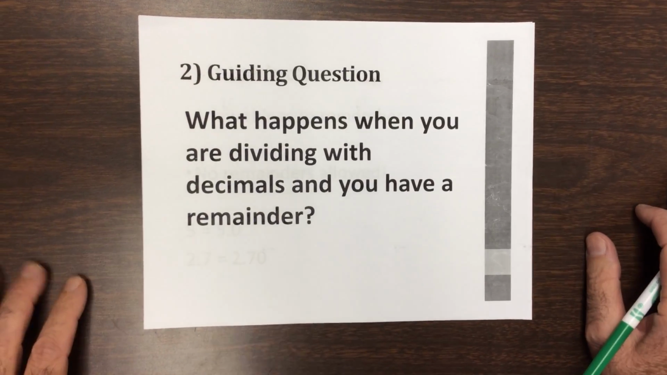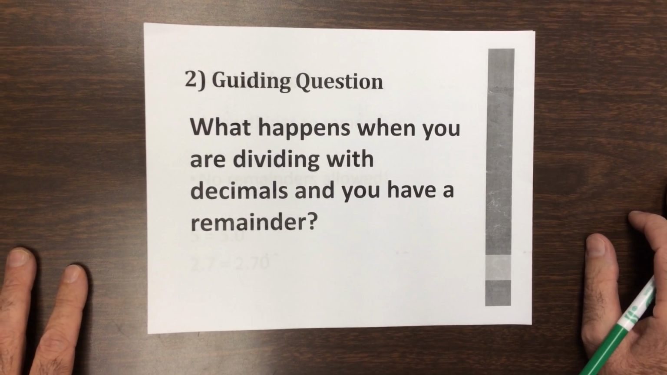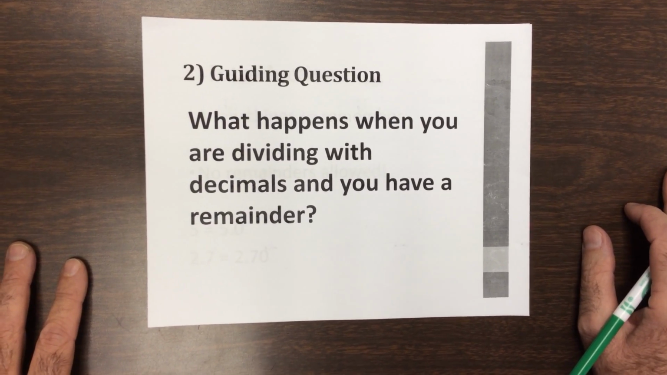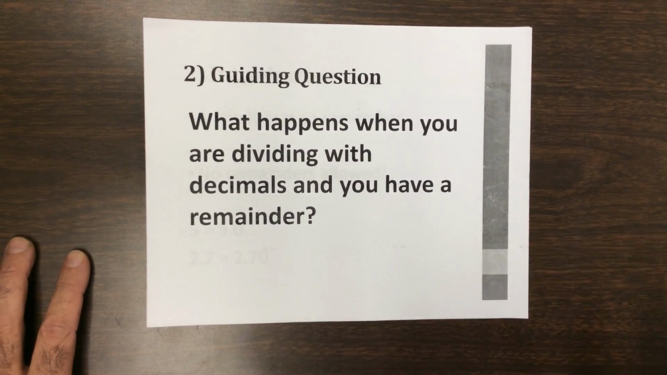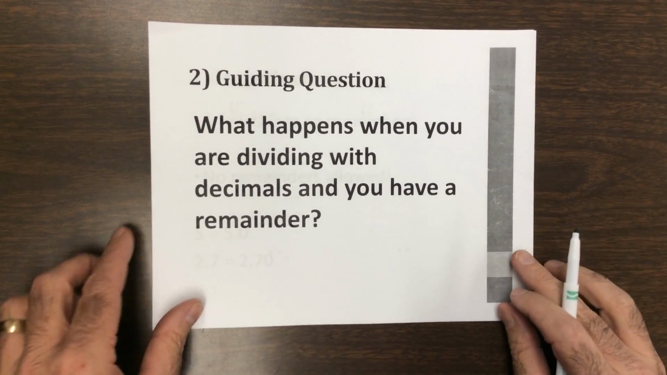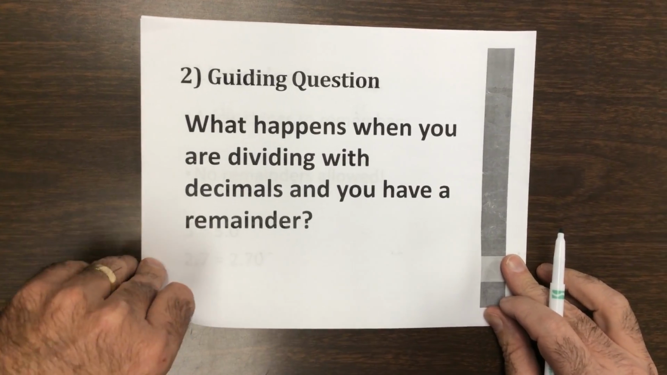So our guiding question is, what happens when you are dividing with decimals and you have a remainder? Go ahead and just write the question down, and then I'd like you to go back at the end of the video and answer that question for us.